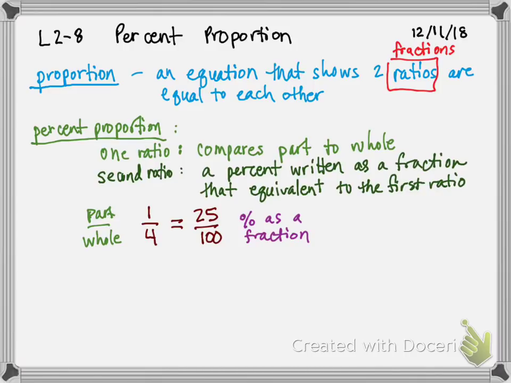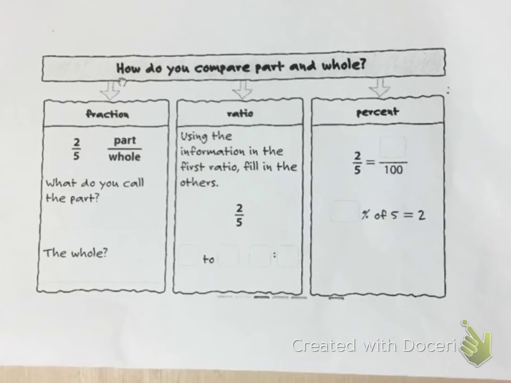Okay, so I'm going to go to the next screen, and we're going to bring in the foldable we had talked about in class, and we're just going to fill in a little bit of information. So let's go ahead and get to the next screen. Okay, so it asks in this little foldable or graphic organizer, how do you compare part and whole? So we're going to look at how do we do it with a fraction, how do we do it with a ratio, and how do we do it with a percent.